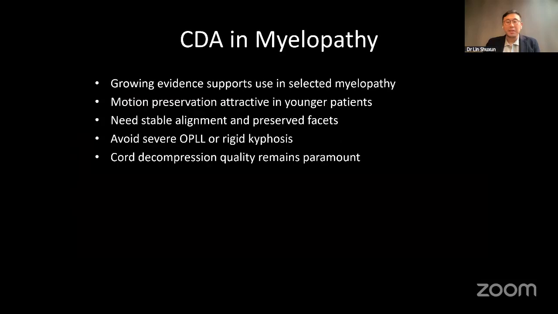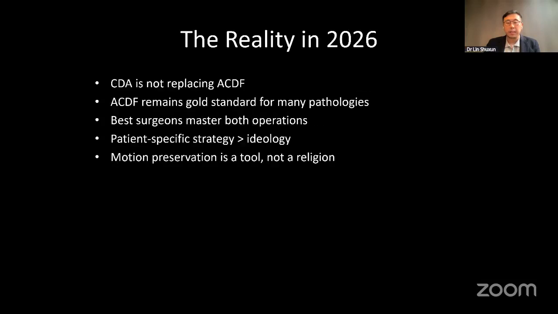So there is now increasing evidence supporting CDA in selected myelopathy patients. In younger individuals with preserved alignment and mobile segments, arthroplasty can work very well. However, severe kyphosis, rigid deformity, or extensive OPLL remain poor indications. And regardless of implant choice, the quality of decompression remains the most important factor.